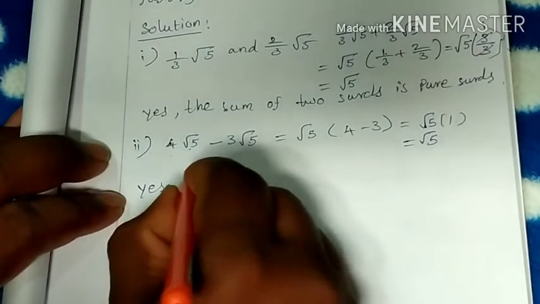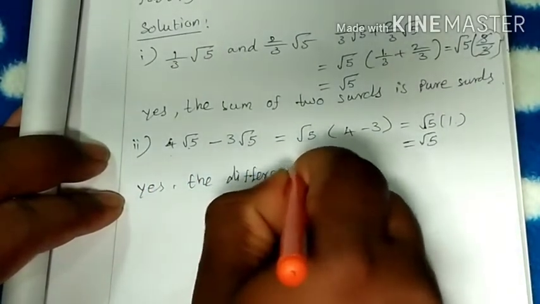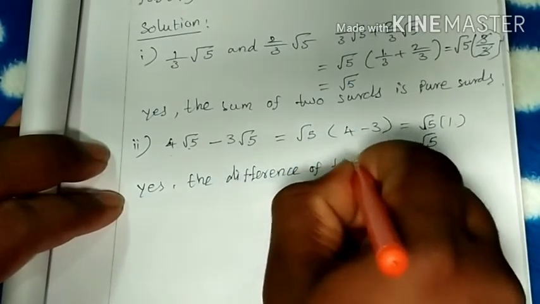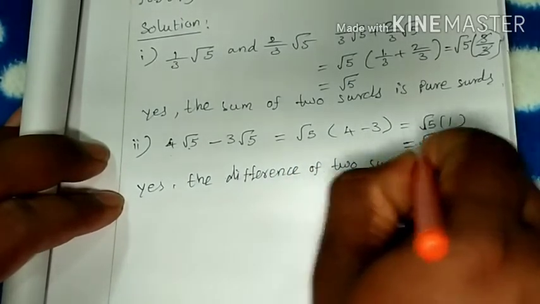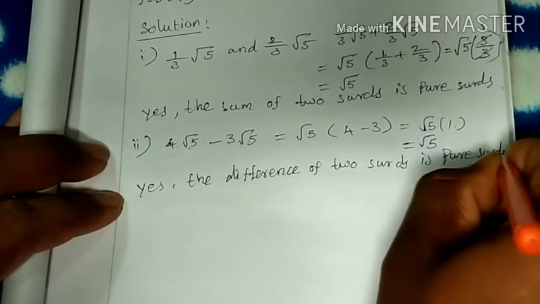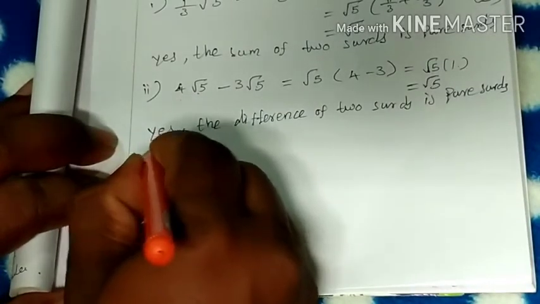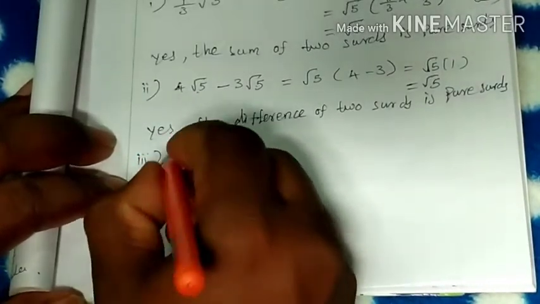So yes, the difference of two surds is a pure surd. That's all the answer.